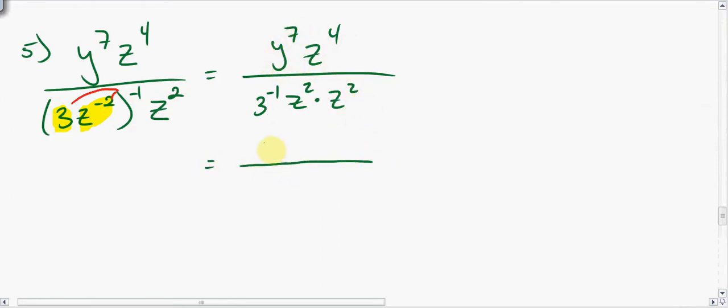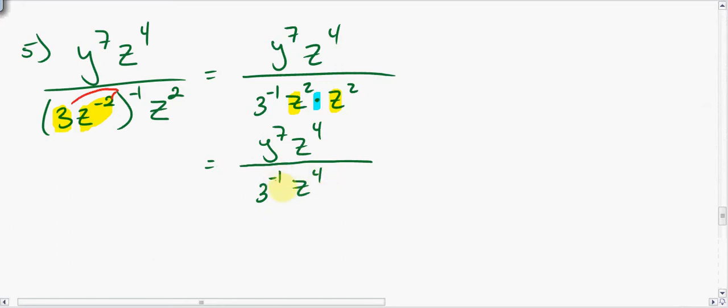So the numerator, again, there's nothing I can do there, so I'm going to rewrite that. And I do notice, though, that I have two bases that are the same, connected through multiplication, so I can add their exponents. So I have 2 plus 2 is 4, so that's z to the 4th power. So I've got y to the 7th power, z to the 4th power, over 3 to the -1st power times z to the 4th power.